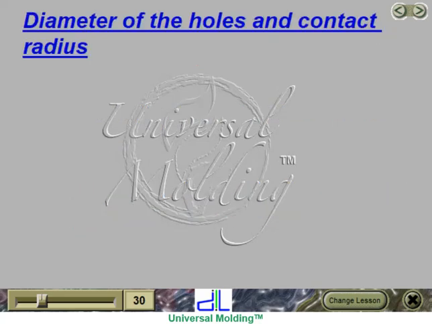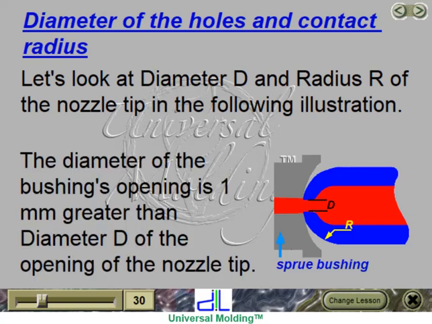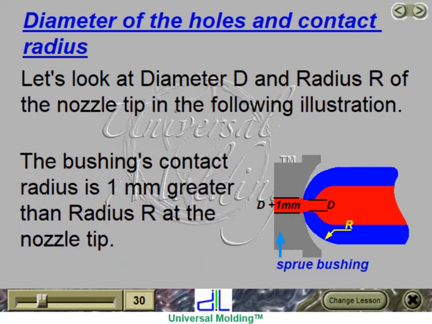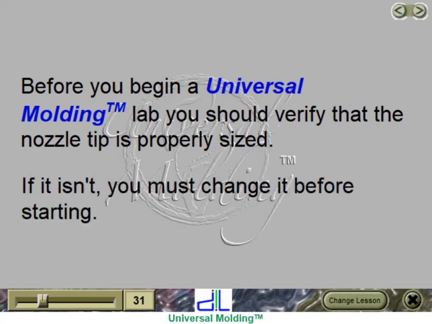Diameter of the holes and contact radius. Let's look at diameter D and radius R of the nozzle tip in the following illustration. The diameter of the bushing's opening is 1 millimeter greater than diameter D of the opening of the nozzle tip. The bushing's contact radius is 1 millimeter greater than radius R at the nozzle tip. Before you begin a universal molding lab, you should verify that the nozzle tip is properly sized. If it isn't, you must change it before starting.